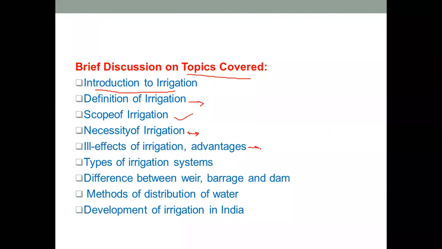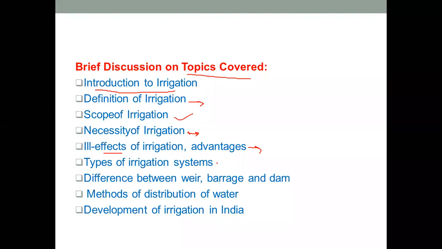Next, we saw the advantages and ill effects or disadvantages of irrigation. Under advantages, we saw how irrigation totally benefits the farmers. They make the farmers prosperous, and they can help in conserving water. But some disadvantages of irrigation were waterlogging or pollution of the natural resources of water such as rivers and wells.